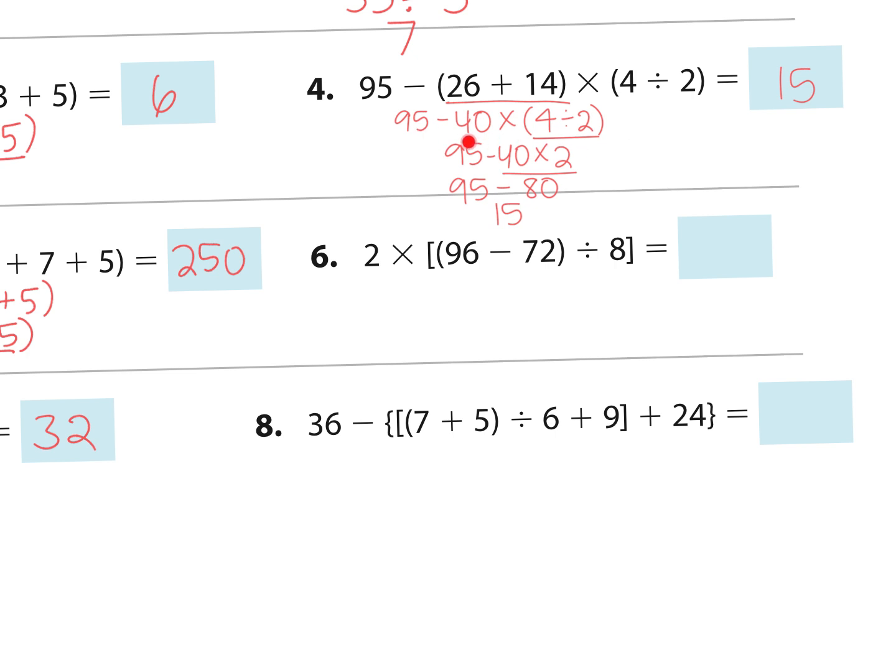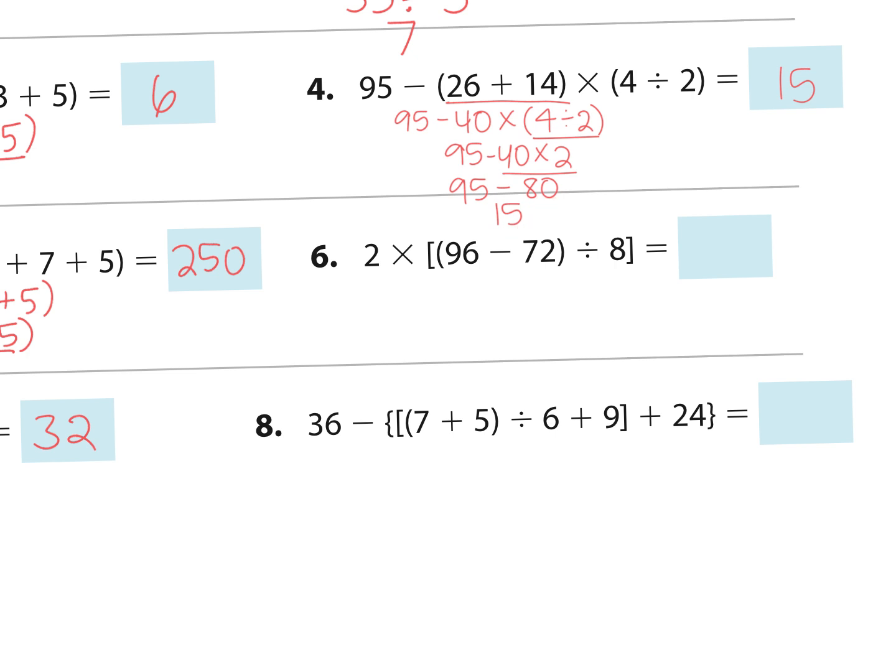So what do I do first? In this problem, I do the parentheses. And I put my answer below. And I bring everything else down. Then do I subtract or multiply next? Always multiply before addition and subtraction. So that's 80. Bring the 95 minus down, you get 15.